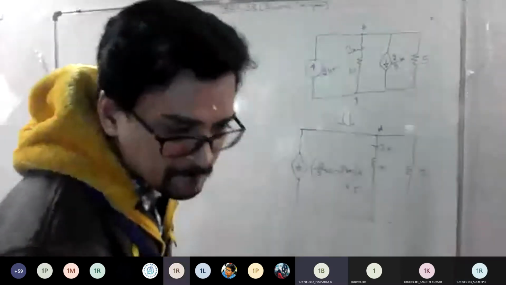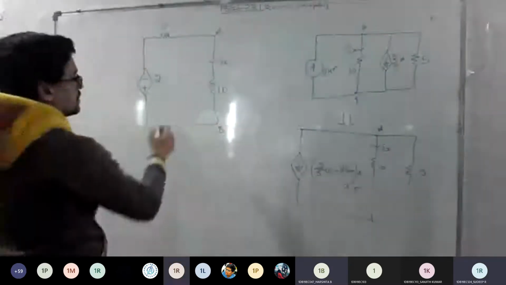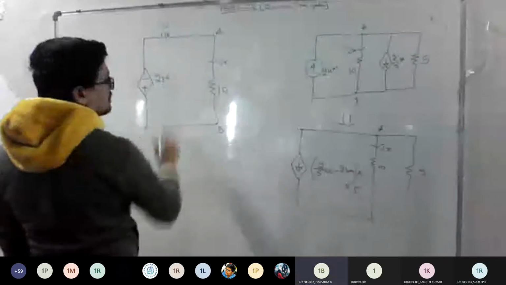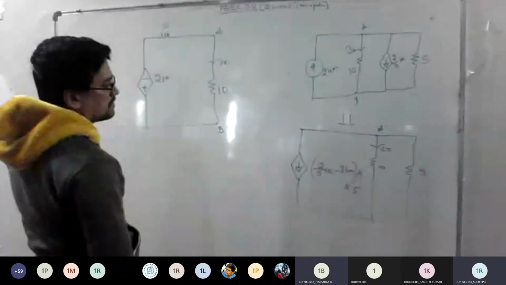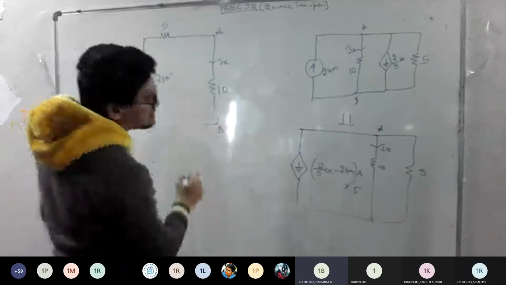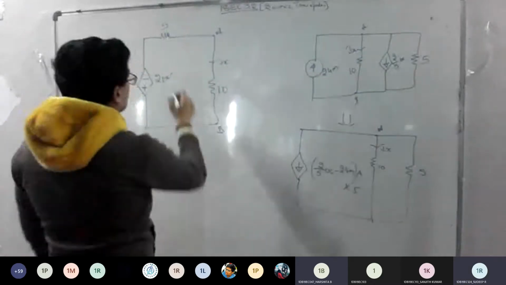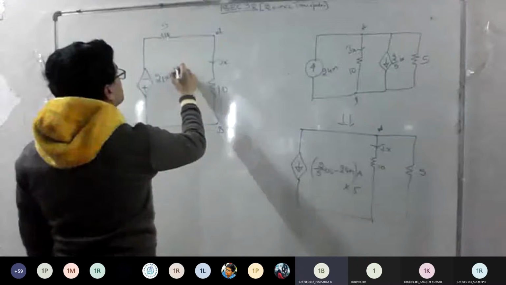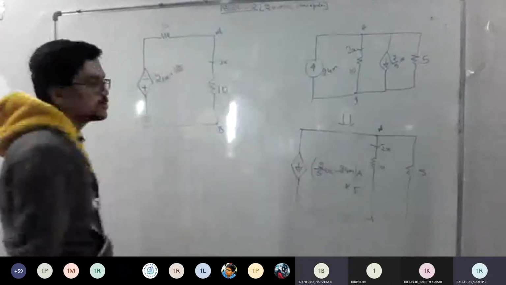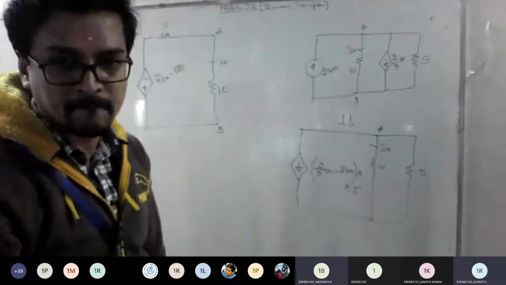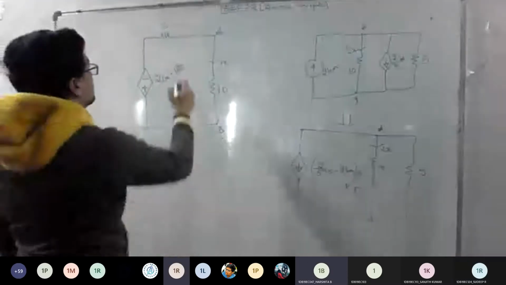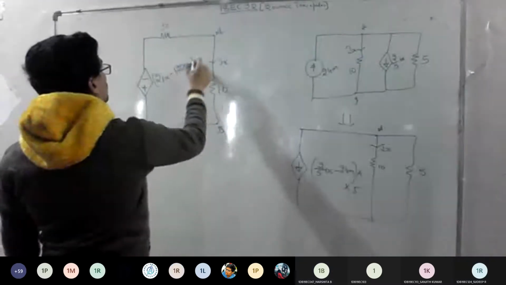How much? 2Ix minus 120 milli. Yes, sir. Milli will be there, sir. So this much amp is what the voltage.